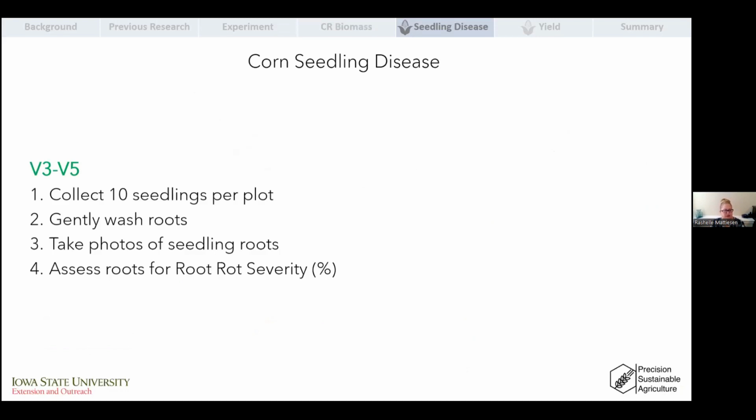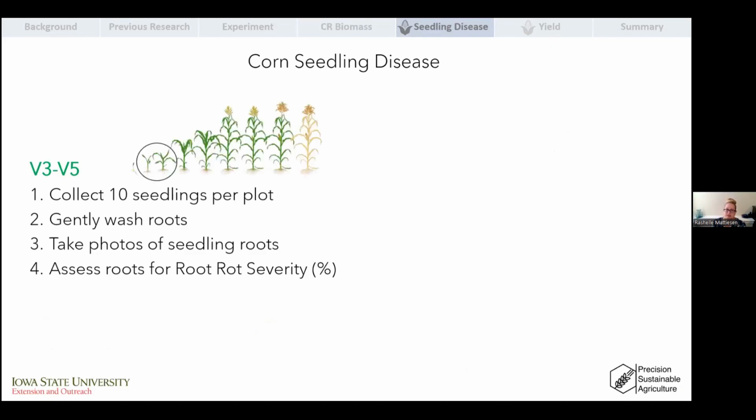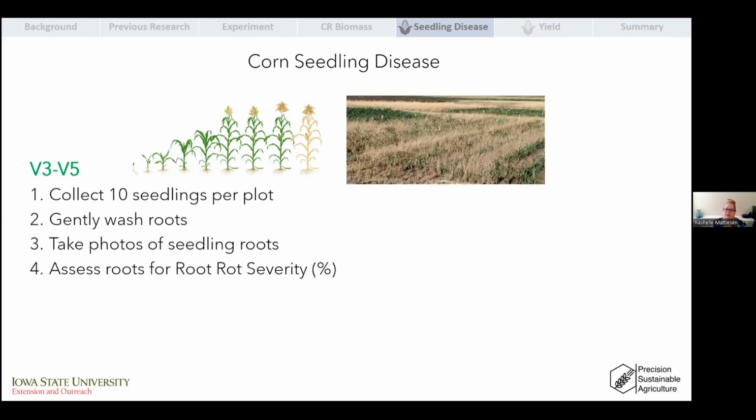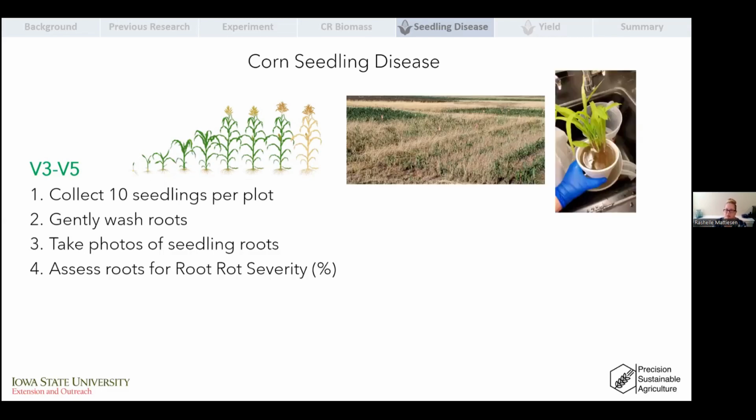Moving on to corn seedling disease. So we sampled the corn seedlings at V3 to V5, and this was across all of the states. In Iowa, we really tried to sample them at V3, and the majority of the years we did, or V4. We collected 10 seedlings per plot, and we took those seedlings back to the lab where we gently washed them.